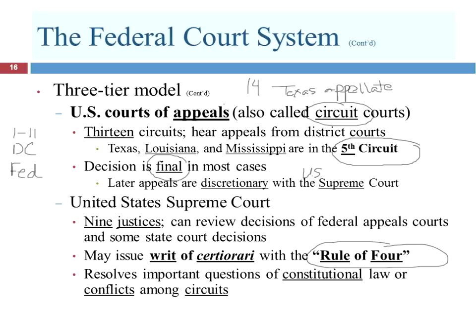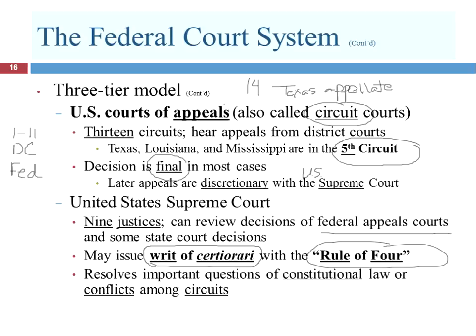So let's say the Texas Supreme Court issues a decision. I'm unhappy with it, and I think there's U.S. constitutional issues. Well, I could go directly to the U.S. Supreme Court if I wanted to. But the usual path is through the federal appellate court system. How does the U.S. Supreme Court decide whether to hear a case? Well, the legal mechanism for it is a writ of certiorari. You'll hear some people pronounce certiorari.